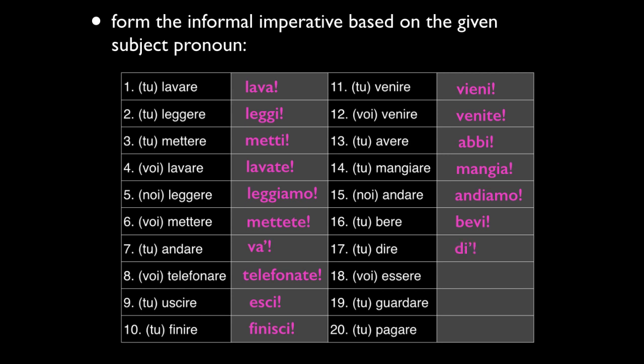17, dire, that's di. 18, voi essere, remember that's siate. That's one of those irregular both in the tu and the voi form. 19, tu. Guardare, guarda. And 20, tu. Pagare, like pay the bill. Paghi il conto.